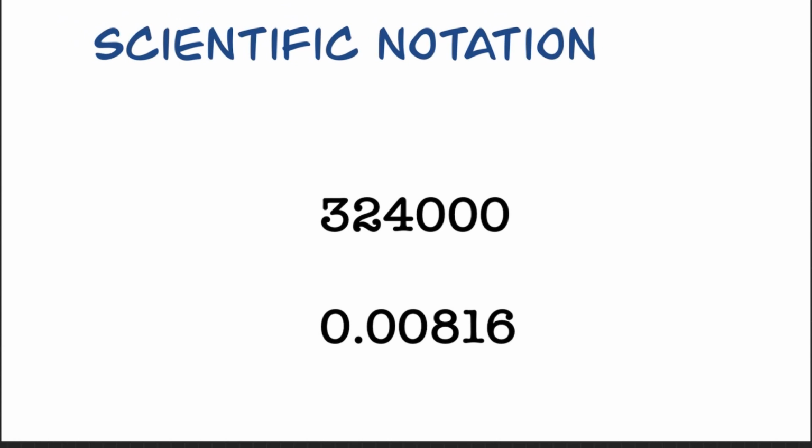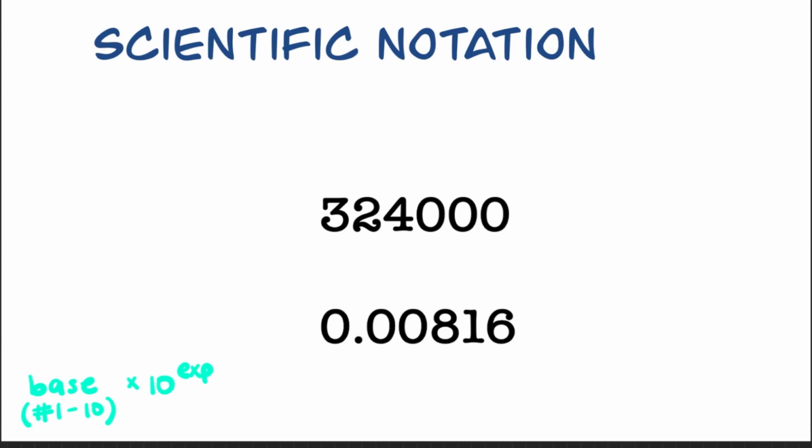Our topic is about scientific notation. The way scientific notation works is that there is a base number between 1 and 10, which is then multiplied by 10 to the power of an exponent. I'm first going to show you how to convert from a regular number to scientific notation.